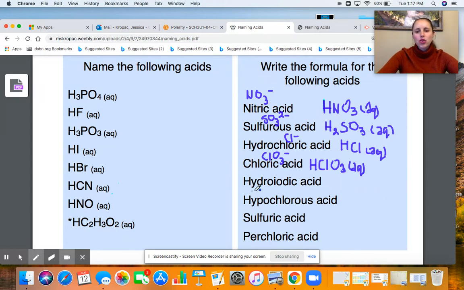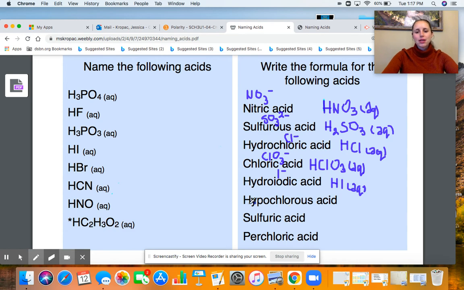Next up, hydroiodic acid. So we know it's a binary acid. It's a binary acid because it has hydrogen in front of it. The root iodo comes from iodine. So this is going to be for the element iodine, and iodine has a -1 charge. So again, you've got hydrogen with a +1, iodine with a -1. So hydroiodic acid would be HI, no exchange of numbers, no crossing over because they're both 1. Aqueous down here.